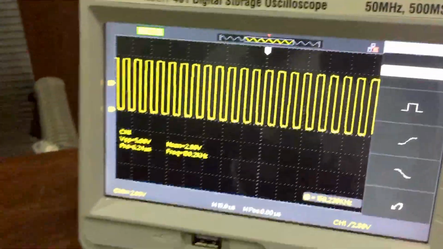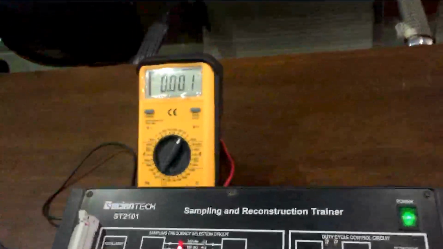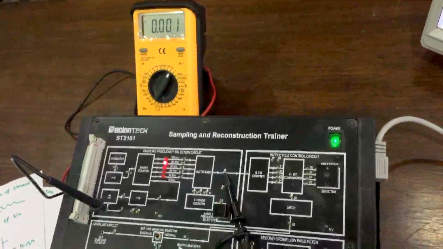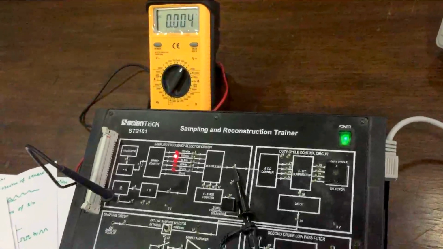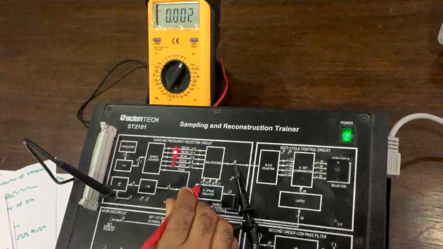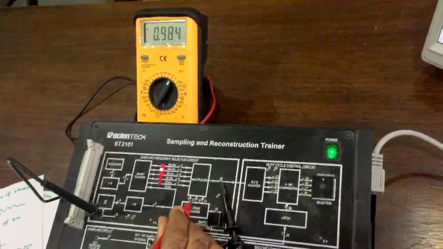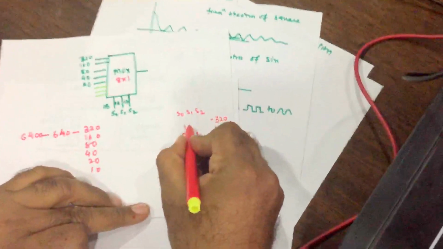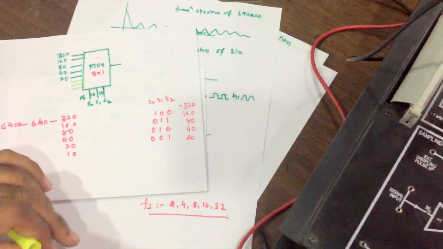Next is 160. For 160 kilohertz, what will be your guess? Pause the video for a second and guess the selector switch. Let us see. So 1, 0, 0. Right, so your guess is correct. It's a 1, 0, 0.